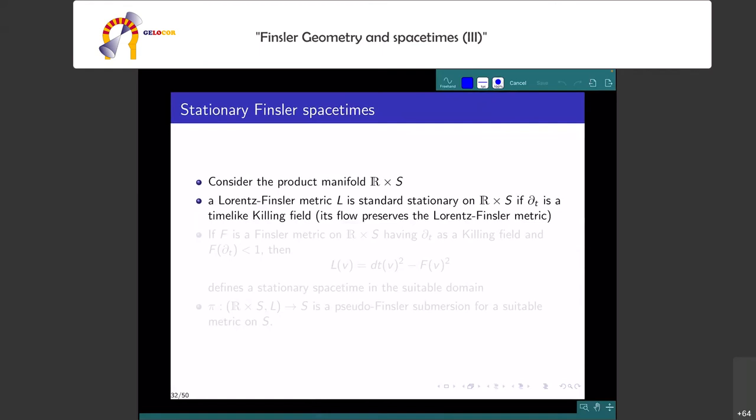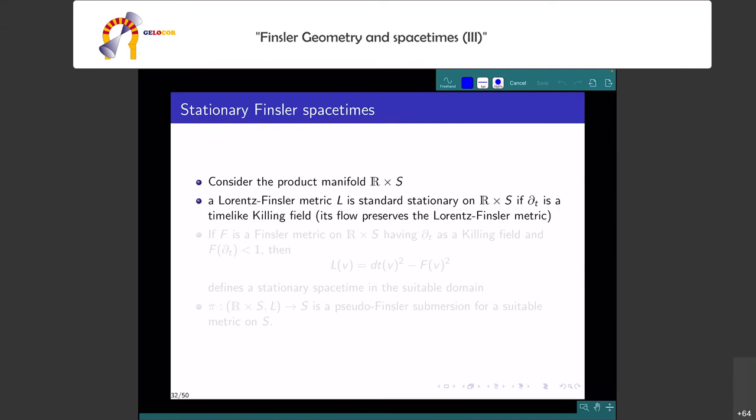I was thinking how to generate such examples in an easy way, and this is one. I will say that a stationary spacetime is standard if partial t, where t is the first coordinate, is the timelike Killing field. Killing field just means, in this context, that the flow of the Killing vector field preserves the Lorentzian Finsler metric.